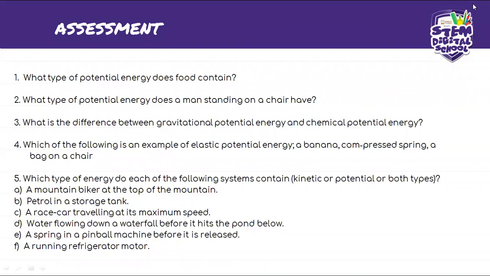Okay. Number two, it says what type of potential energy? Listen to the question. What type of potential energy does a man standing on a chair have? The man is standing on the chair. So what type of potential energy will that man possess or have?